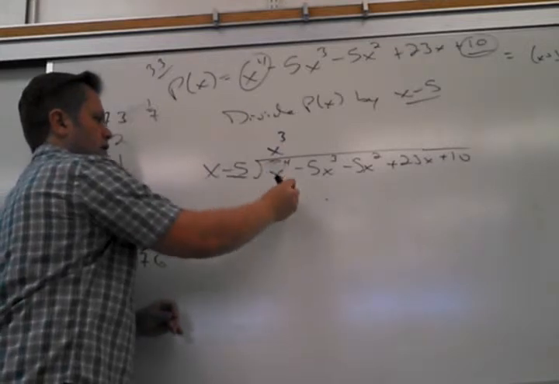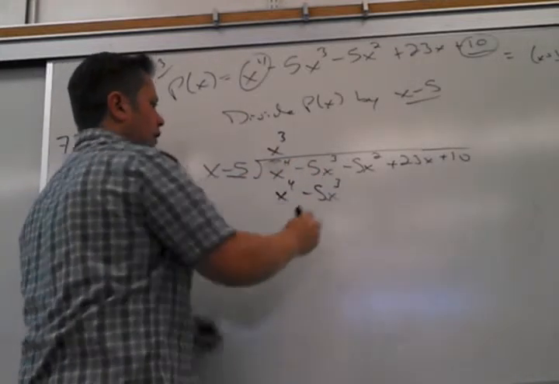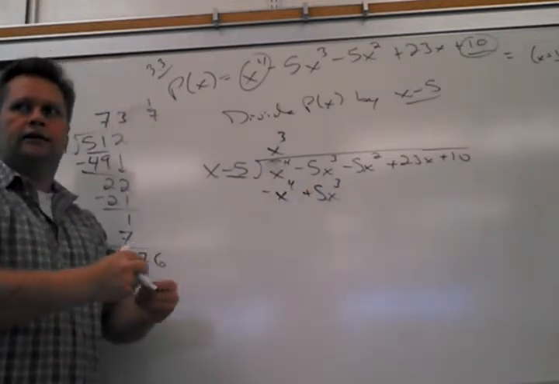x cubed times x, x to the 4th. x cubed times negative 5, negative 5 x cubed. And before I combine those, I change the sign. Change the sign. You see why I said it like that now, right?